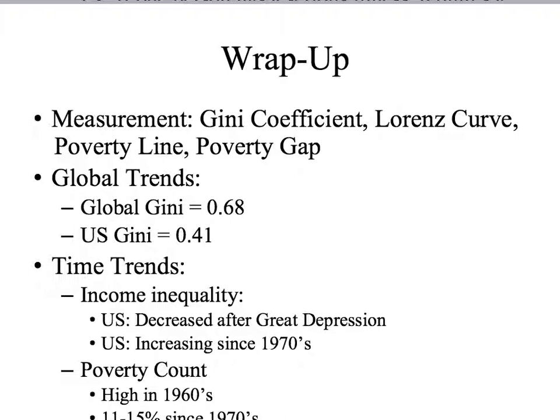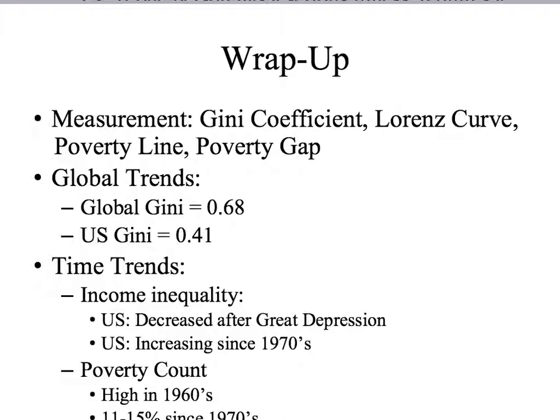And you can see the time trends in income inequality. In the U.S., we've had a big decrease after the Great Depression, but then it's been increasing since the 1970s. And the poverty count was very high in the 60s, and it's been between 11 and 15% since the 1970s.